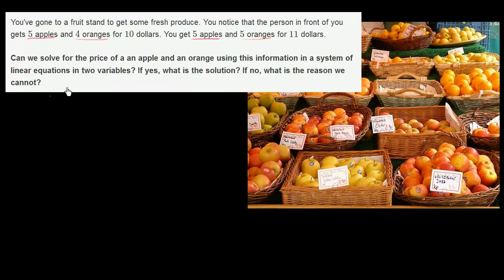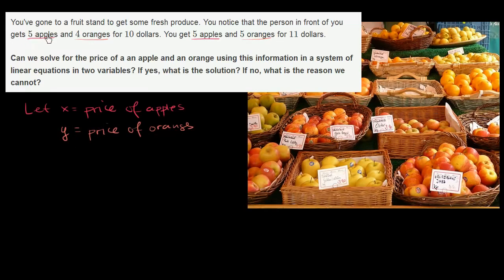So we're trying to figure out the price of an apple and the price of an orange. I would use A for apple, but I don't like using O for orange because O looks too much like a 0. So I'll just say X for apples. Let's let X equal the price of apples, and let's let Y equal the price of oranges. So let's describe what happened to the person in line in front of us.